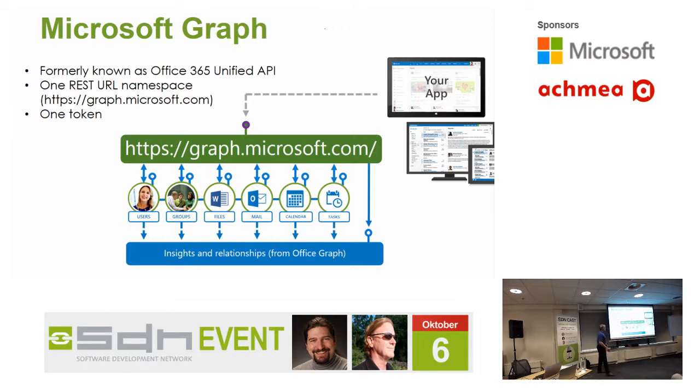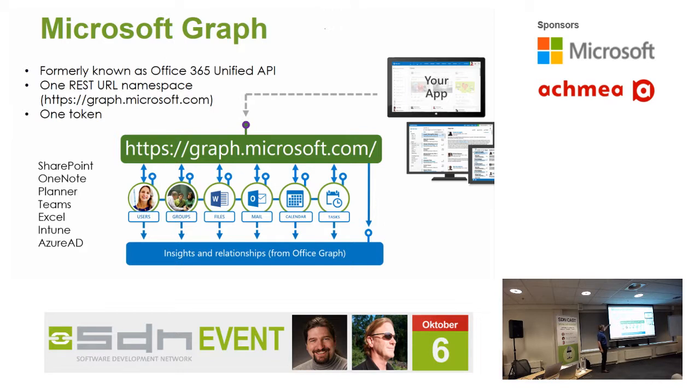So that's one of the things that, for example, Delve uses to surface its suggested reading and things like that. So one token, one endpoint, greatly simplifies things. And that's what the Microsoft graph is. And then all these are starting to be added. A lot of these were announced at Ignite last week.